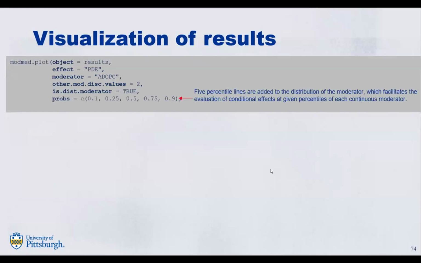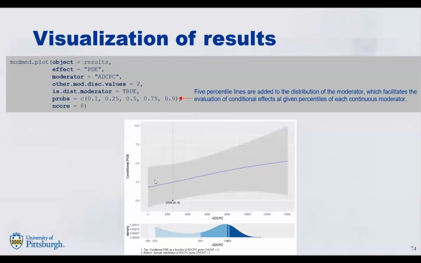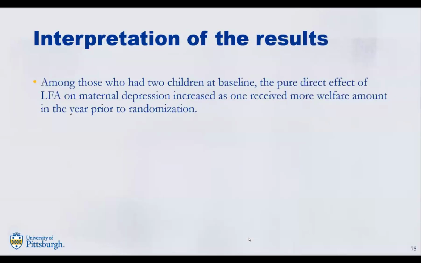And now I also want to see how the effect varies by the continuous moderator. When the moderator is continuous, the function is specified in a different way. Here, the 5 percentile lines are added to the distribution of the moderator, which facilitates the evaluation of conditional effects at given percentiles of each continuous moderator, like this. So when the moderator is continuous, we'll get this smooth curve. And then based on the 5 percentiles, you can tell how much the effect is at a given percentile. And you can see this more clearly on this slide.